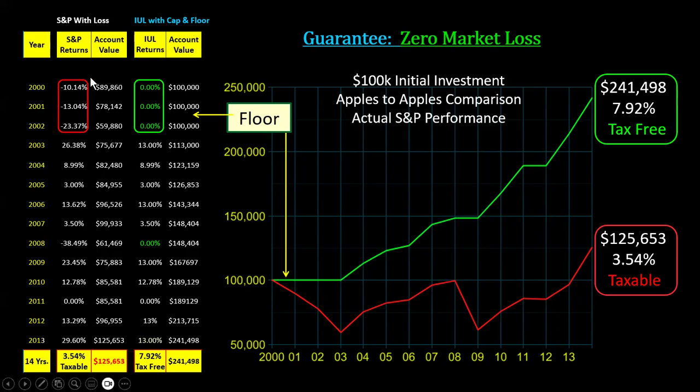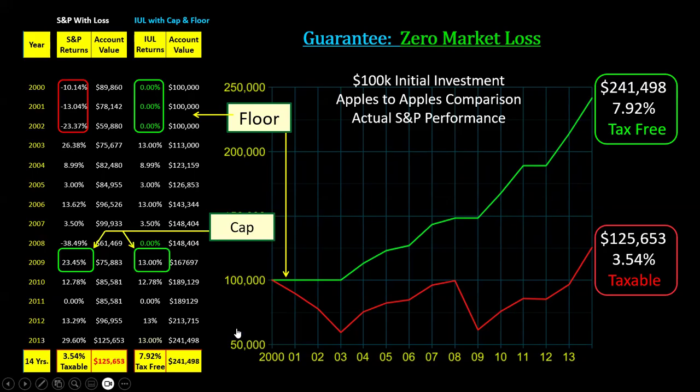Why does this matter? We'll go back to the beginning of this century in 2000. What's happening? You have the NASDAQ bubble bursting, you have 9/11, you have a lot of things happening. You have 3 down years back to back to back. Well, that initial S&P investment has started to tank. Well, with a floor of 0, we've stayed. We haven't made money, but we haven't lost money. And losing money is really, really hard to regain.